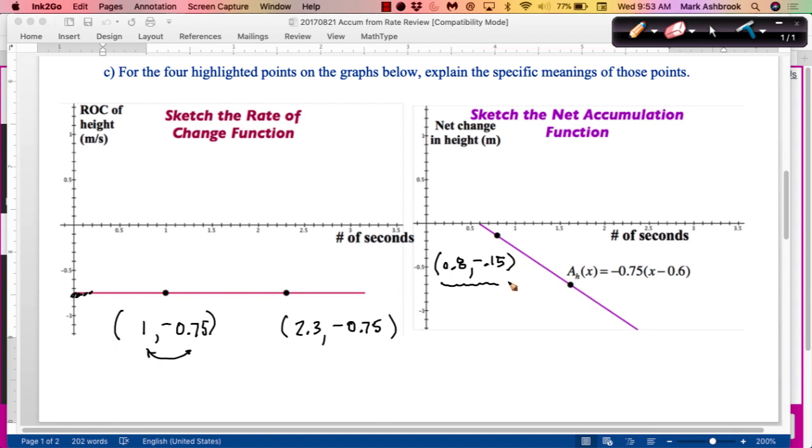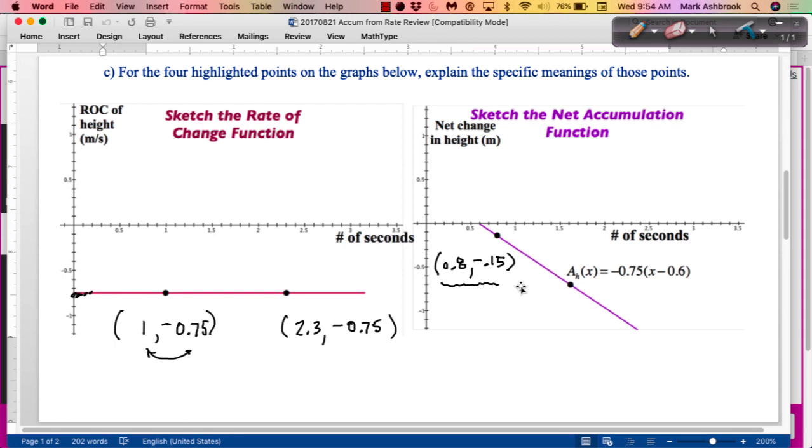Everyone's talking to somebody. What did you talk about? Okay, so what do you think the meaning of this point is, Sage? We discussed that it's the change of rate at 0.8 seconds. Okay, she said at 0.8 seconds, the change of height is negative 0.15. So there's one more detail that's important there. Yeah, everything's correct. At 0.8 seconds, the change in height is negative 0.15 meters. One more? Would it be that at the rate of negative 0.75? Okay, yeah, that's true.